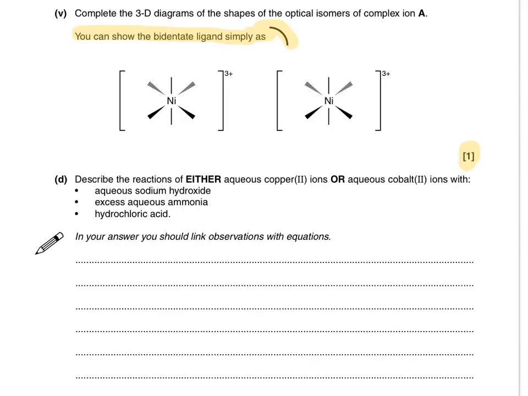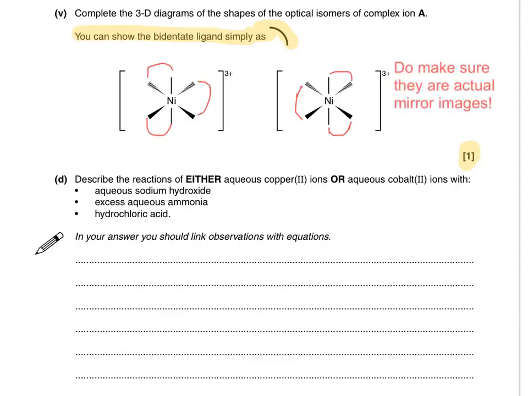So here you can simply do this, a line to represent the bidentate ligand. The thing I would say though is to make sure that it's definitely mirror images. Make sure they're well connected up, like that. So why am I making a point about this? It's because it's optical isomers. So although it might seem like an easy thing to do, it's also an easy thing to get wrong because of its simplicity.